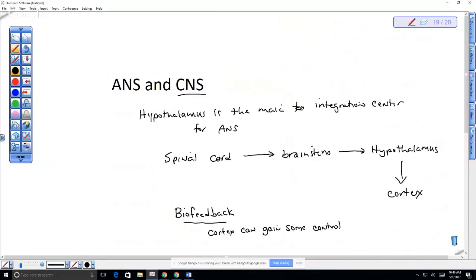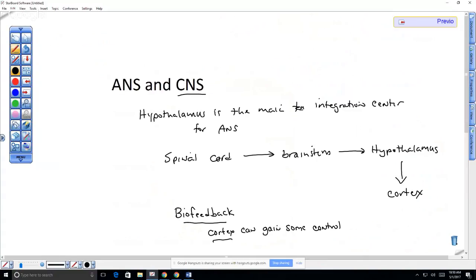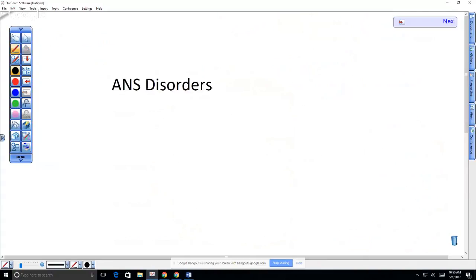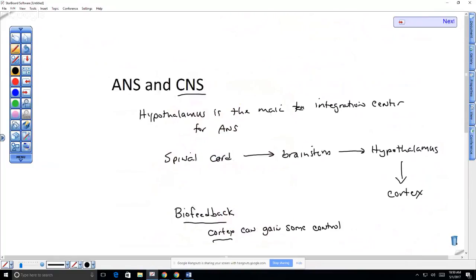So remember that the cortex is the only part of the brain that is conscious. In your book, there's a diagram that shows that. I forgot to put that there. I guess I see this on the previous page. Oops, I don't have it. So there's a diagram in your book that shows the pathway from the hypothalamus up through the brainstem.